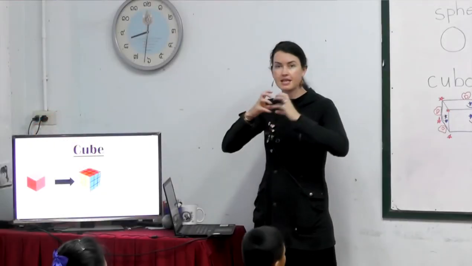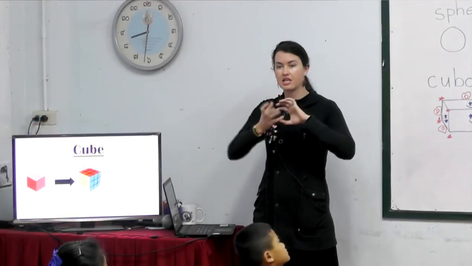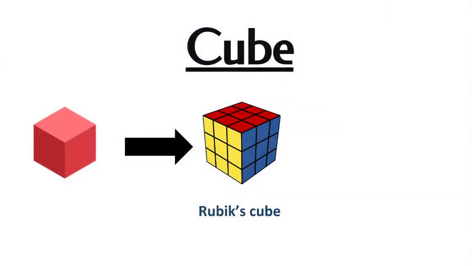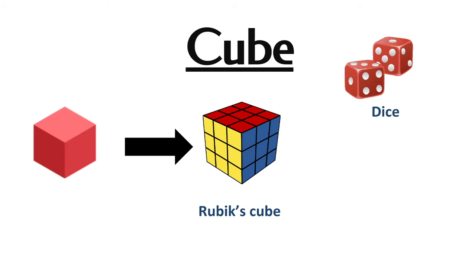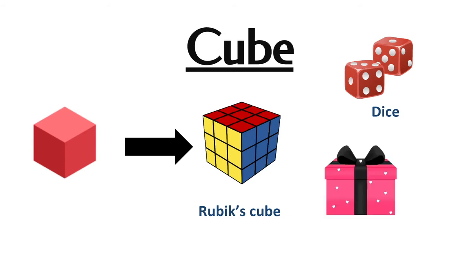Yeah. This is a kind of game where you can change the colors and make a little pattern. It's called a Rubik's Cube. What are these? Do you remember what these are called? We saw them on our worksheet in our last lesson. Dice. Very good.